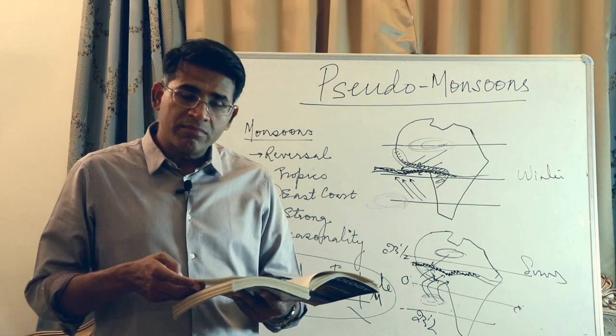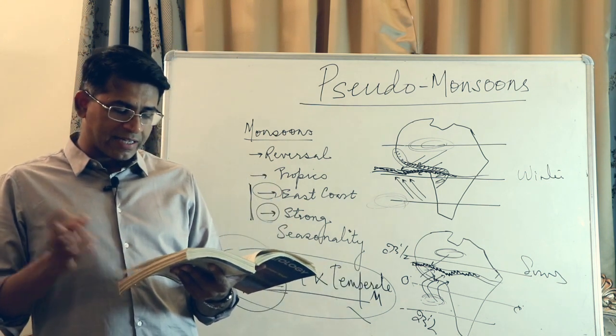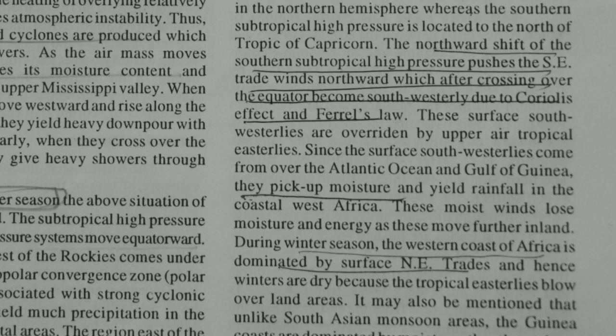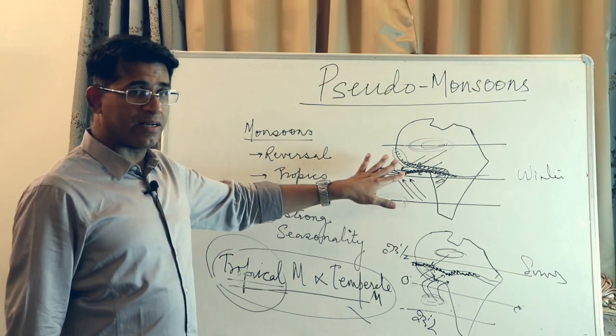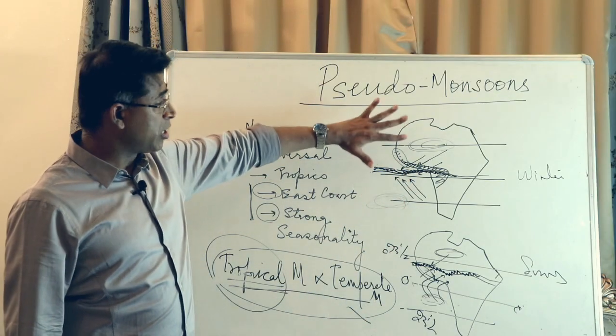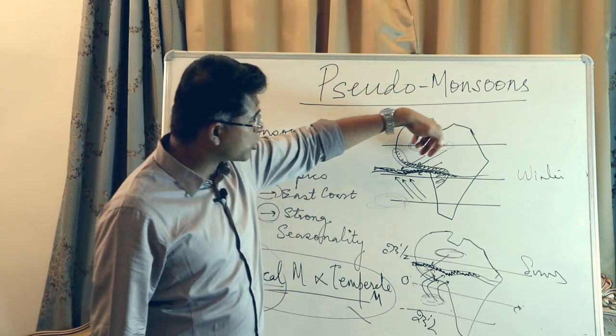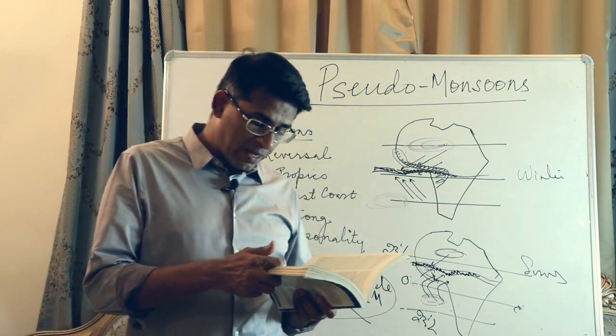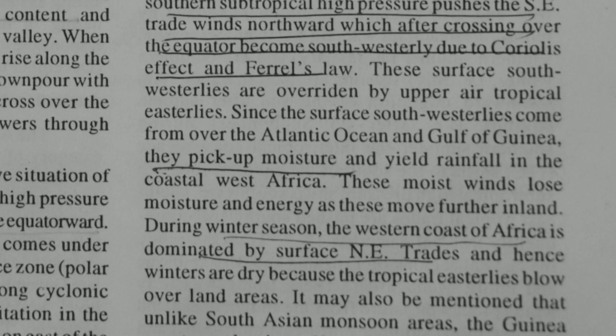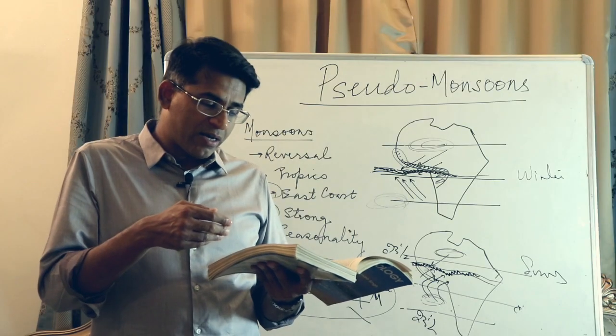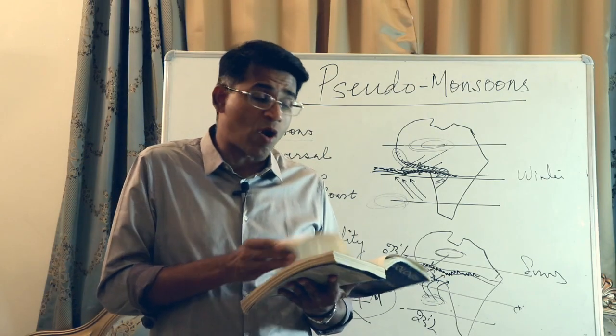Now the same page 131, look at the last 6 lines. During the winter season, the western coast of Africa is dominated by surface trade winds. So in the winters, the cells are back, the pressure patterns are back, and now we have the regular northeast trade winds, which are offshore. It says that during the winter season, the western coast of Africa is dominated by the surface northeast trades, and hence winters are dry because of tropical easterlies blowing over the land. But then you have one discussion before that. It says that it is not as dry.